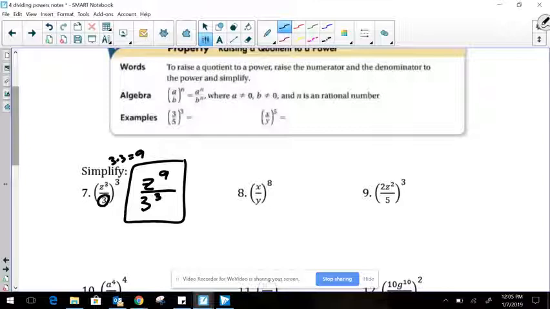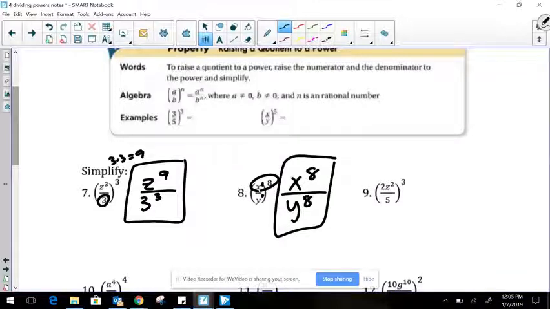Okay, so we have x to the 8th here. So I'm multiplying this invisible 1. 1 times 8 is 8. I have an invisible 1 here. 1 times 8 is 8. Both of those are positive numbers, so that's easy. We're done.